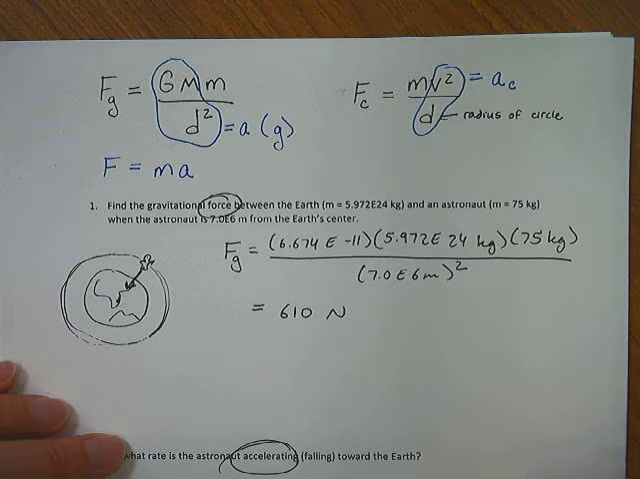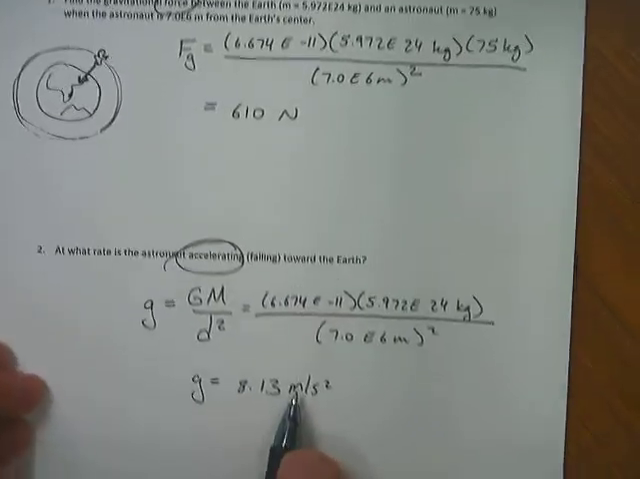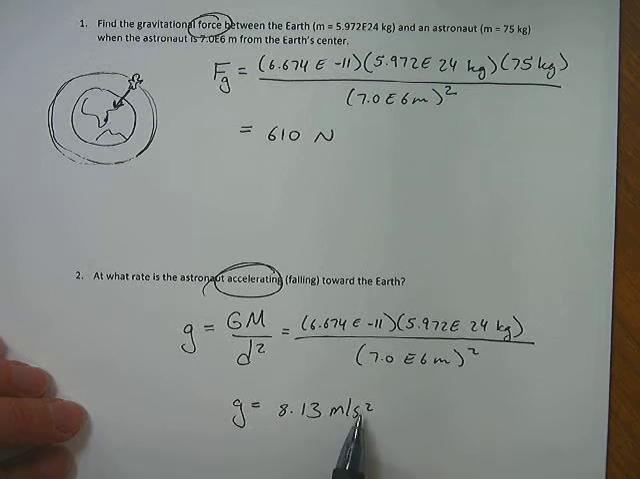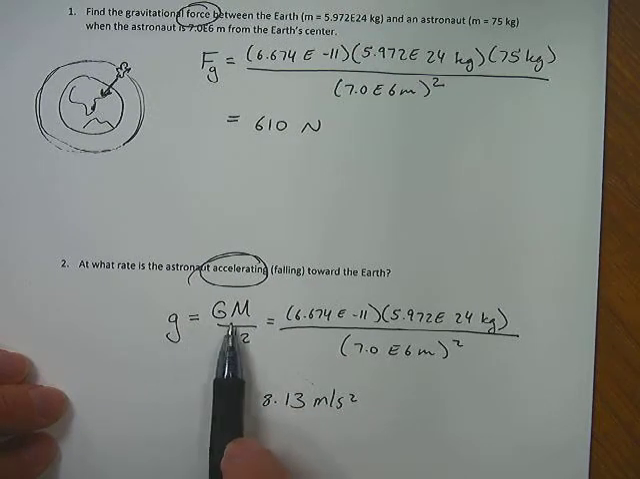Just like on Earth, it doesn't matter how much your book weighs when you drop it, it's going to fall at 9.8 meters per second squared. The distance is that same 7.0 E6 meters squared. And what do we get? We get 8.13 meters per second squared, which is only a little bit less than 9.8, which is what we find on the surface of the Earth.